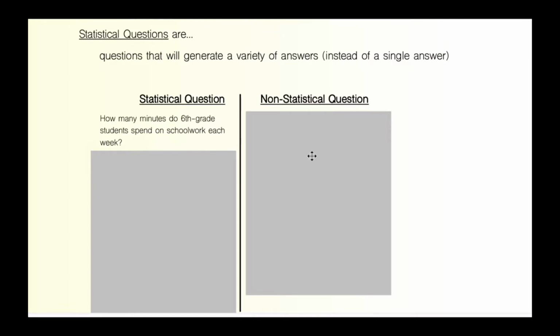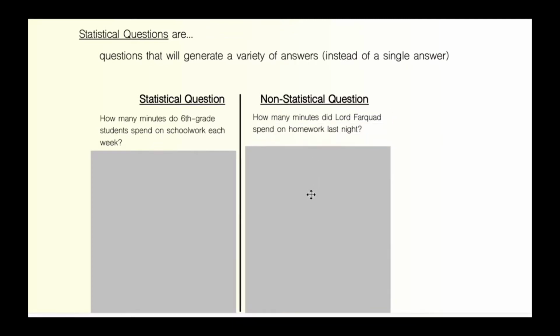Now let's take that same question and twist it a little bit to make it not statistical. How many minutes did Lord Farquaad spend on homework last night? That is not statistical because that is asking one question about one person, and it's going to generate one answer. If we looked at Lord Farquaad doing homework last night, he spent one amount of time on homework. So no matter who we ask, there's one answer to that question. He spent a certain amount of time on homework last night, if we're asking everyone about the same exact night about Lord Farquaad. Anyways, let's go to some other examples.